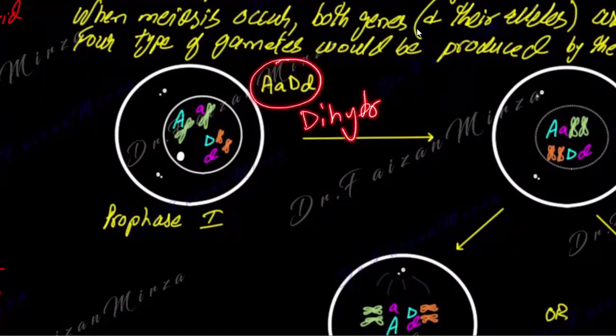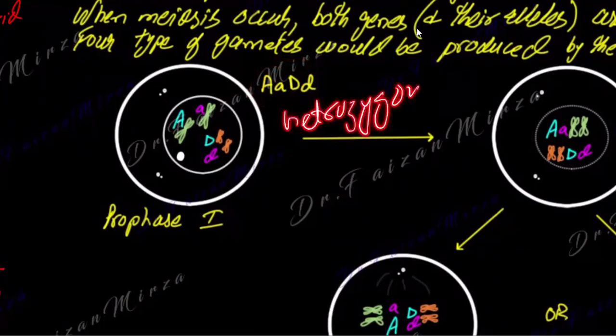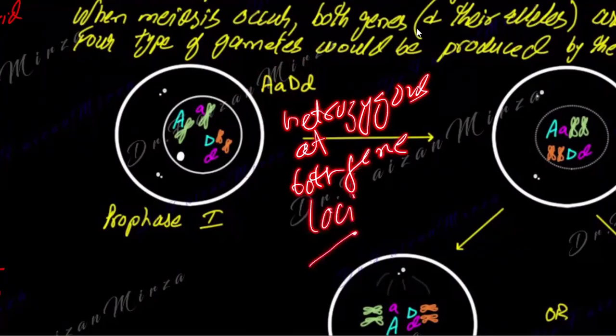What do you mean by dihybrid? Dihybrid means the individual is heterozygous at both gene loci. The gene locus means the location of a gene on the chromosome. So this individual is heterozygous at both gene loci.